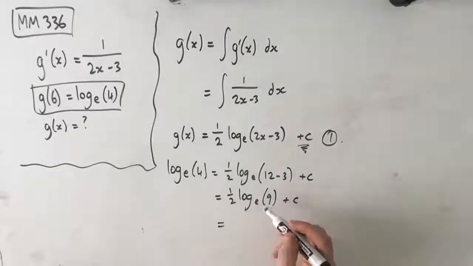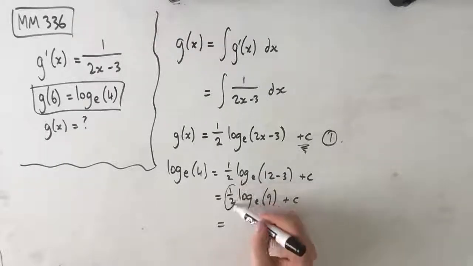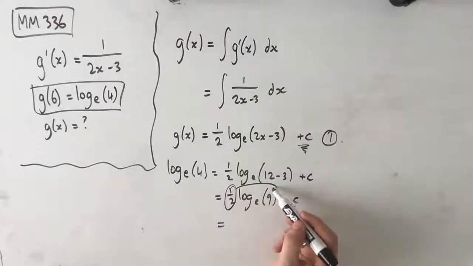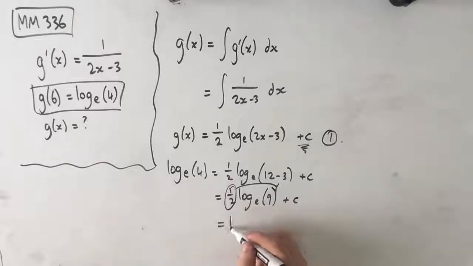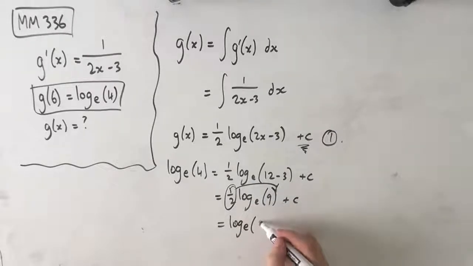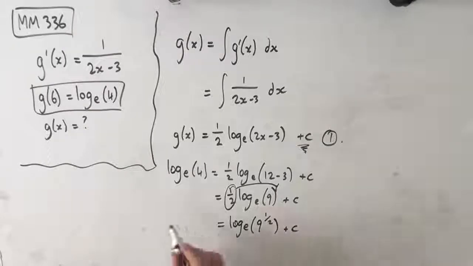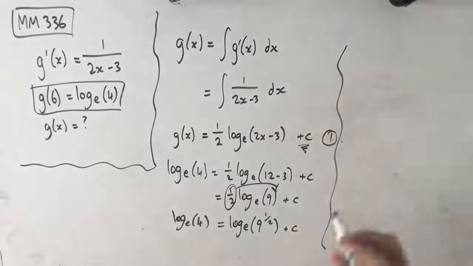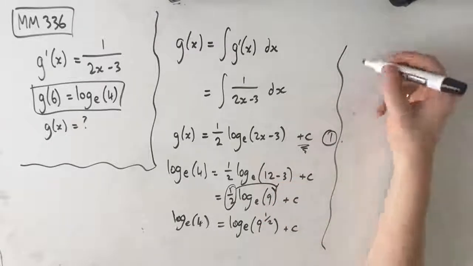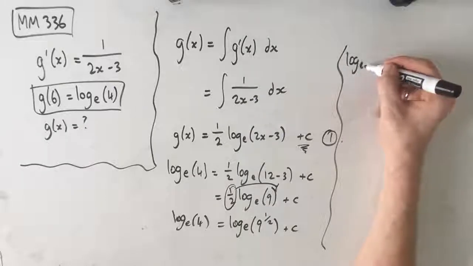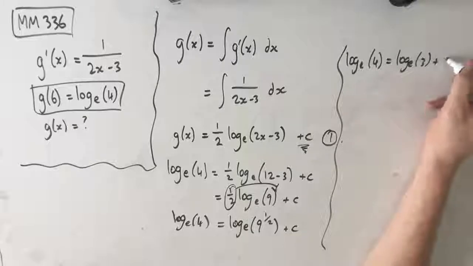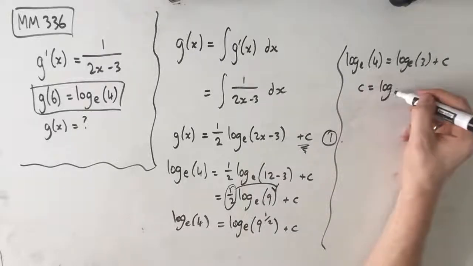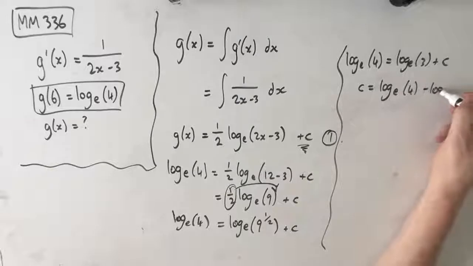Sweet. So according to one of our log laws, this number out the front can go to the power of whatever's inside this bracket, because we don't like having these numbers out the front here. So what happens is we get log e of 9 to the power of 1/2 plus c, equals log e of 4. And then 9 to the power of 1/2 is the same as square root of 9. So what we get is log e of 3 here, plus c. So then c is equal to log e of 4 minus log e of 3.